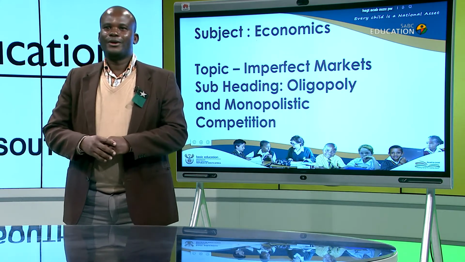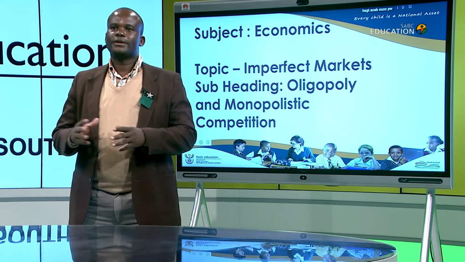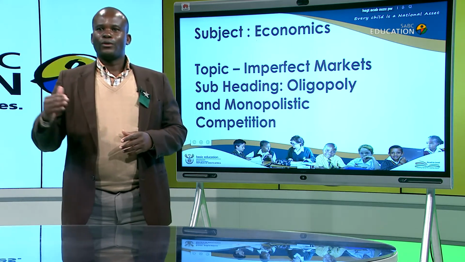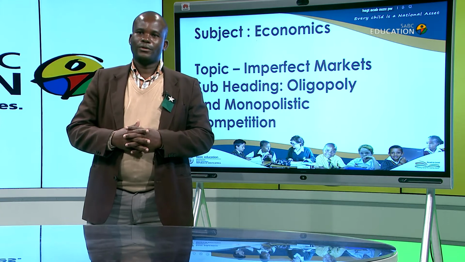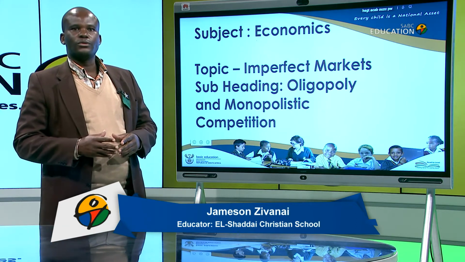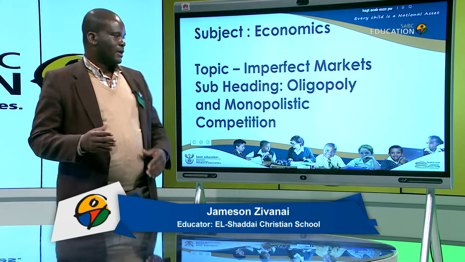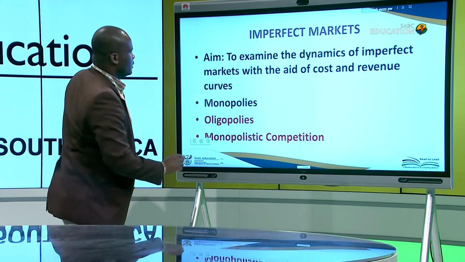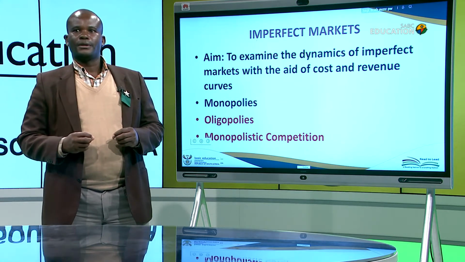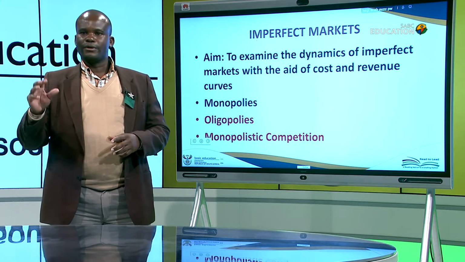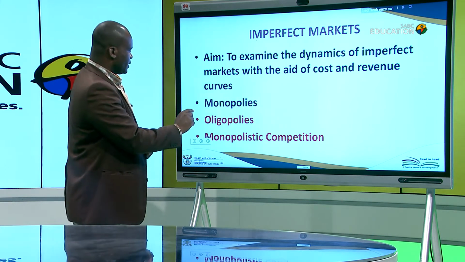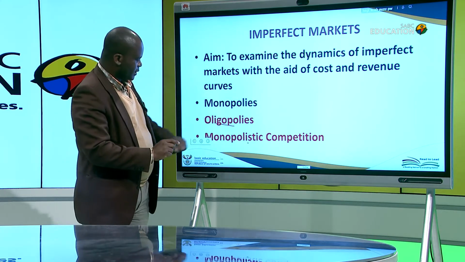Welcome you again to our other session on imperfect markets. This time we are going to specifically look at oligopolies and monopolistic competition. Previously we looked at monopoly, so we're going to look at these other two market structures. Our aim in this is to examine the dynamics of these market structures with the aid of cost and revenue curves. Monopolies, we have already done. Like I said, today we are going to look at oligopolies and monopolistic competition.